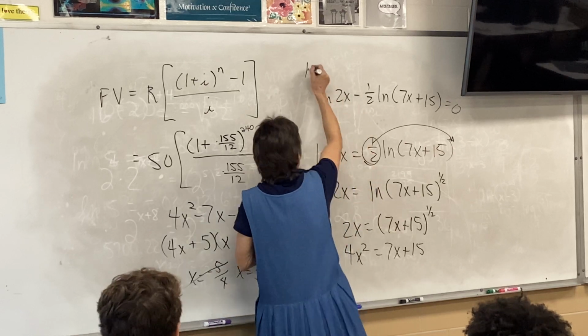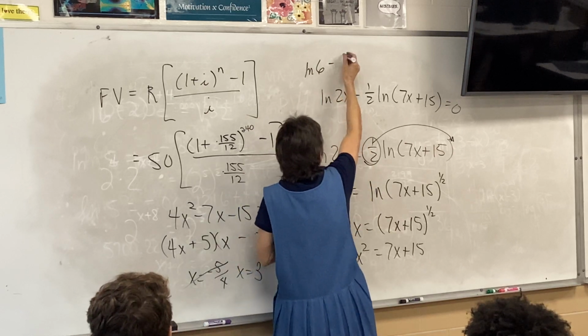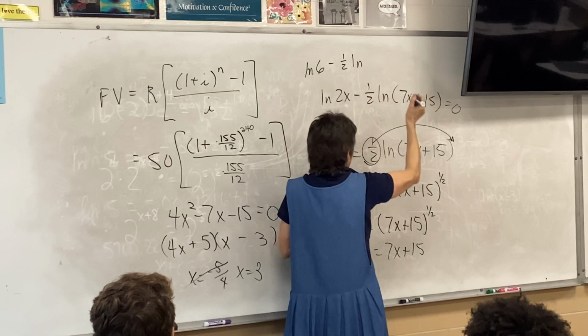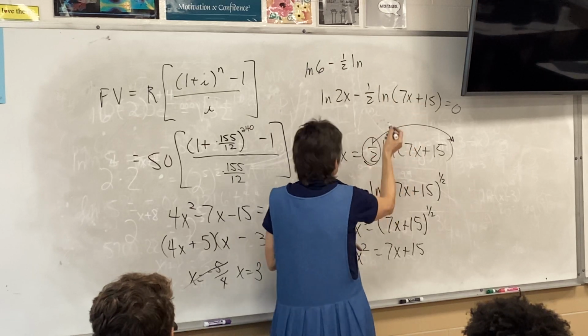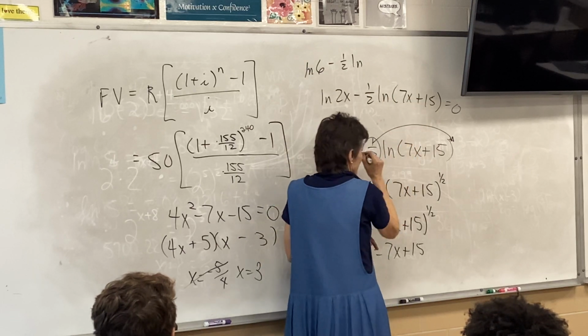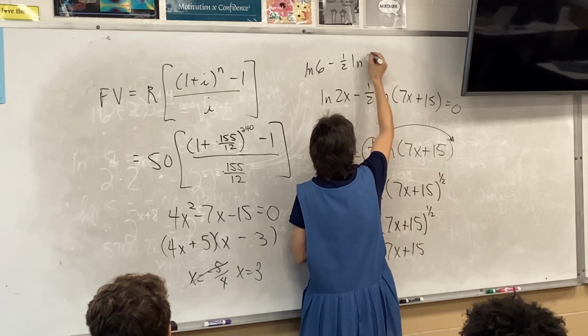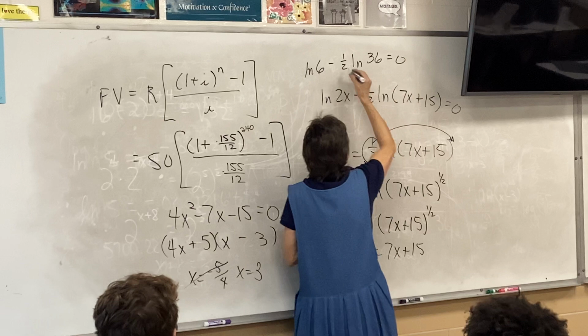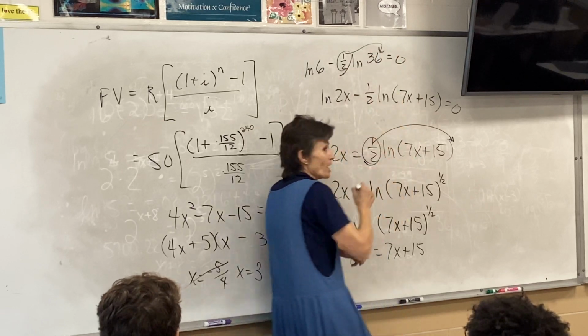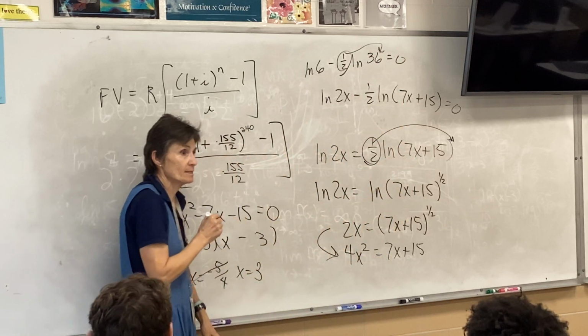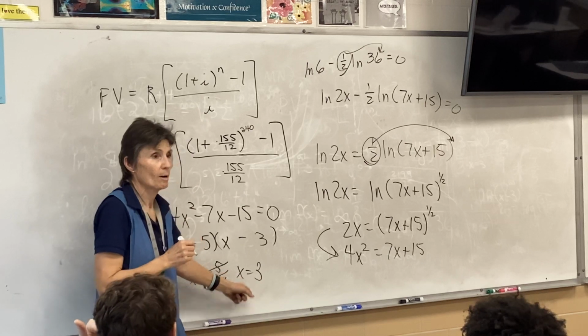So that would be ln 6 minus 1/2 ln, what am I putting in, 3? What's 21 plus 15? 36? I think that checks, doesn't it? ln 6 minus ln 6. So the only answer to the problem is 3.